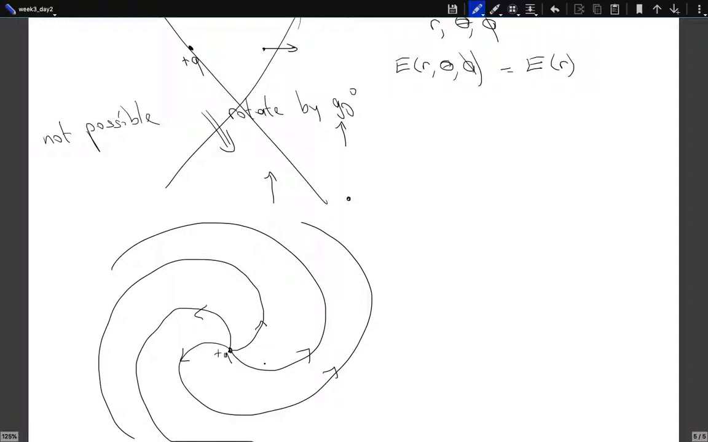But there's another symmetry. Let's imagine I put a mirror over here, just passing through my charge. Does my charge distribution look different if I look through the mirror? My charge distribution. So let's just imagine a mirror.